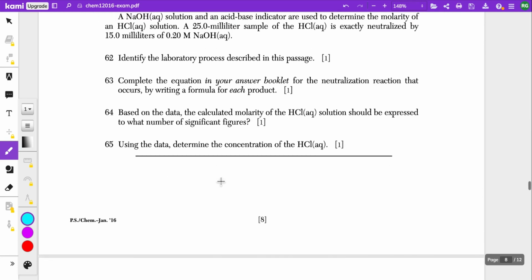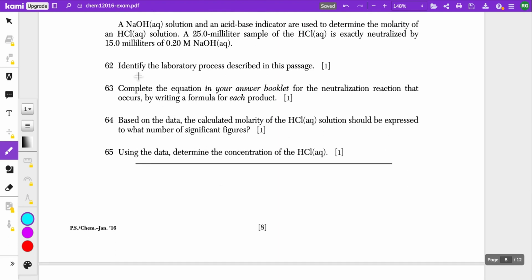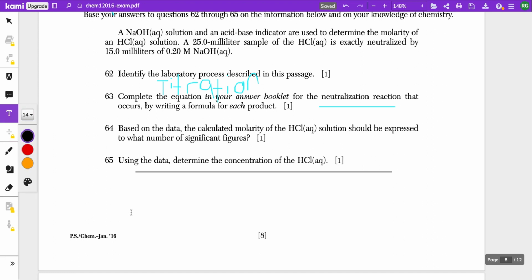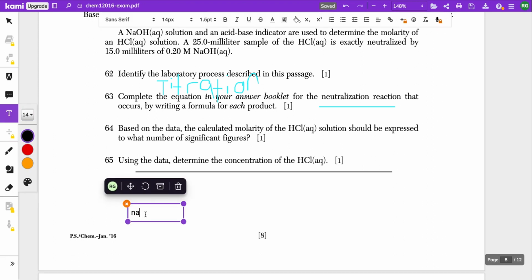All right, milliliters neutralized. So when you're neutralizing an acid with a base, or neutralizing a base with an acid, this is something called a titration. And this is in our answer booklet, a neutralization reaction that occurred. I don't have the answer booklet, but let's just say I give you this reaction.